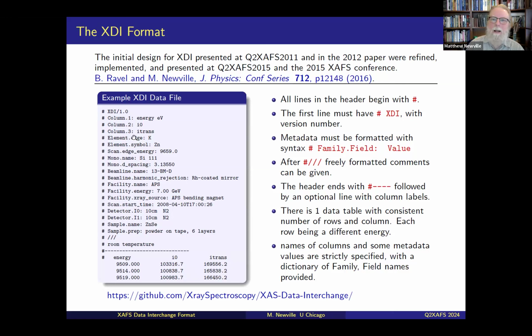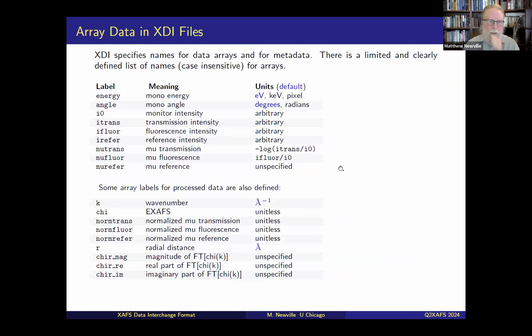And then a header here, clearly tagged as not numbers with a clear delimiter, and then metadata broken into a family dot field and a value. So the mono d-spacing here and the beamline name here, that kind of stuff. We now have readers that can read this from multiple languages, and these are well used. And in fact, I'll say that at this point, these are pretty easy both for a data creator, a beamline, to make, and for any program to digest. Almost any program that deals with XAS data can read those files.